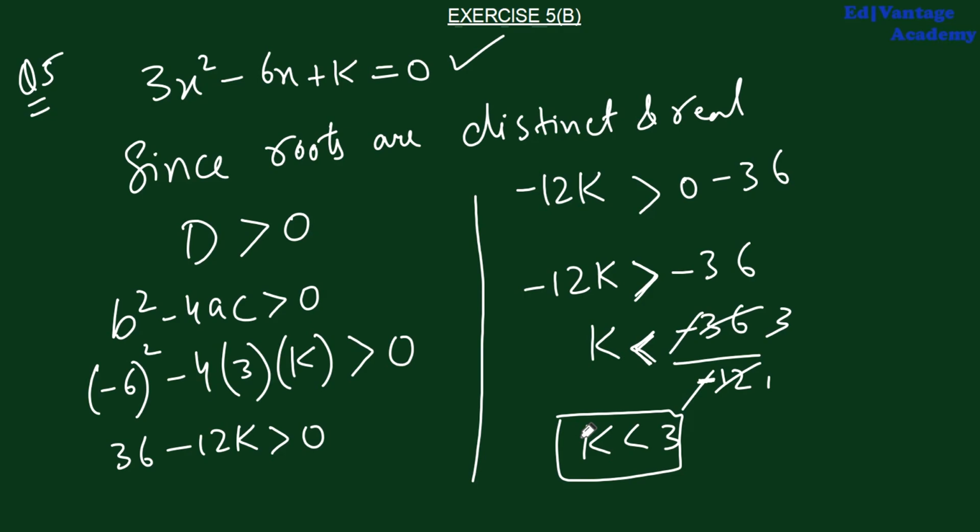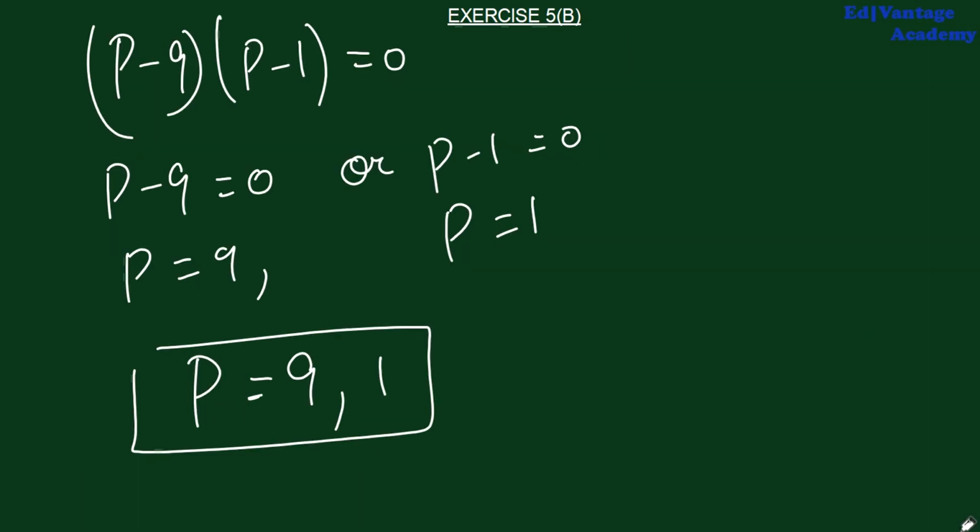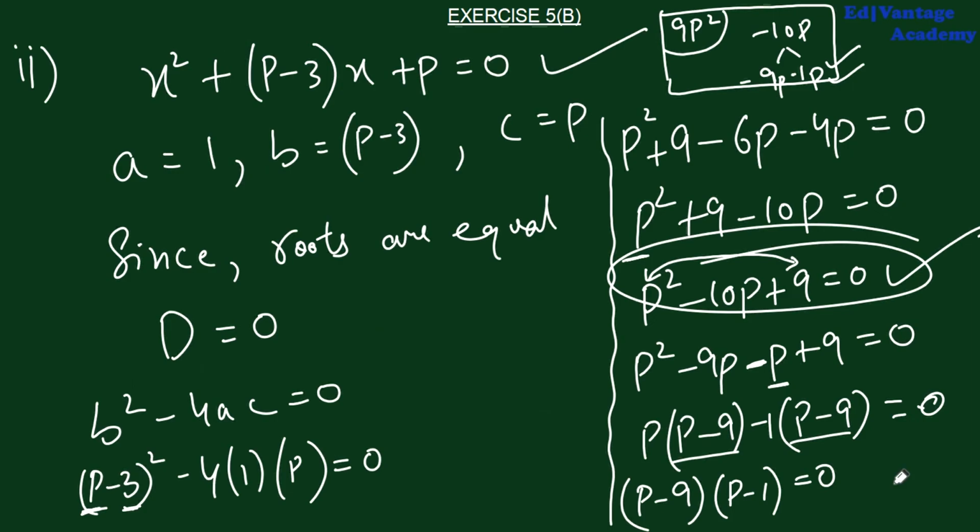So that's chapter 5b. Next video we are going to do chapter 5c. If you learned in this video how to split the middle term, how to use the factorization method to solve a quadratic equation like how we did here, and got the value of p because it came as a quadratic equation. Even in the previous question we got a quadratic equation and solved it using the factorization method called splitting the middle term. Same thing we have to do in chapter exercise 5c.